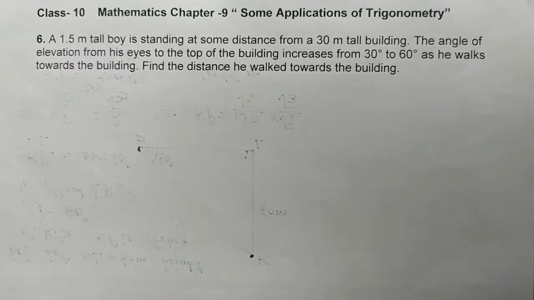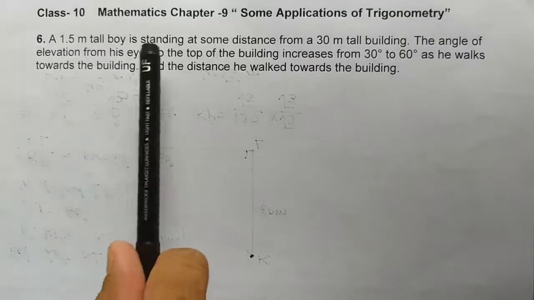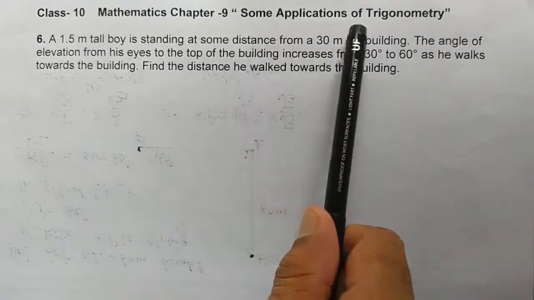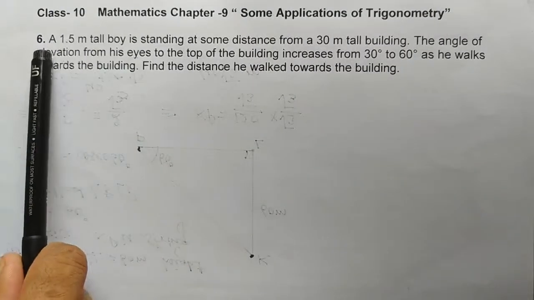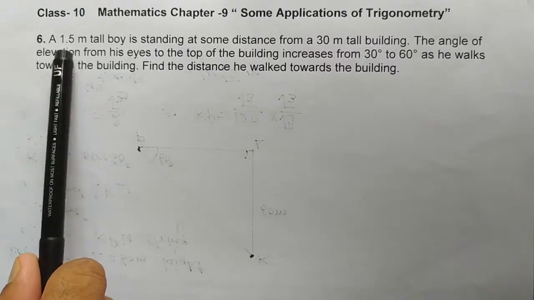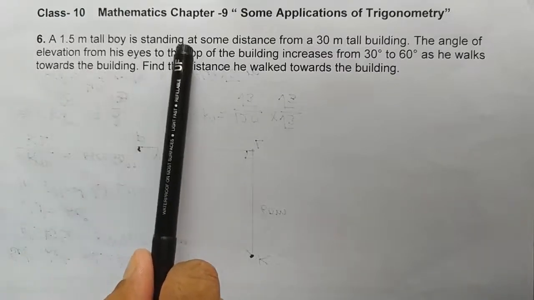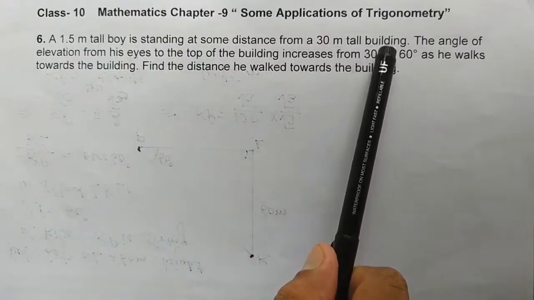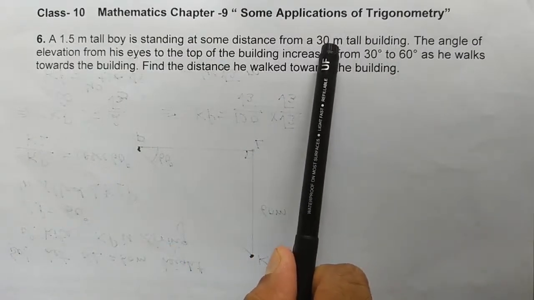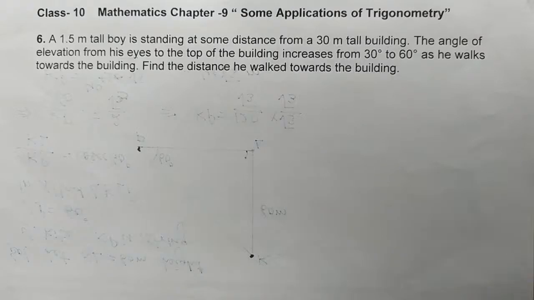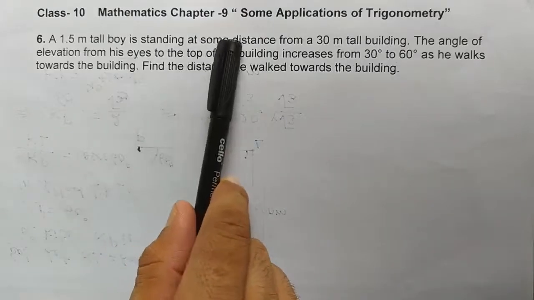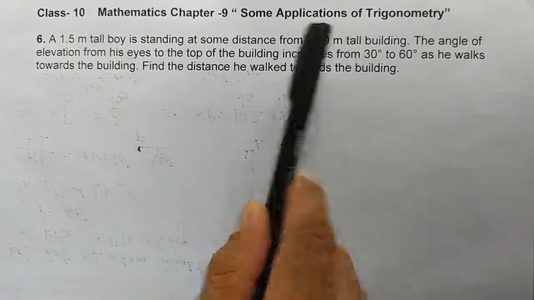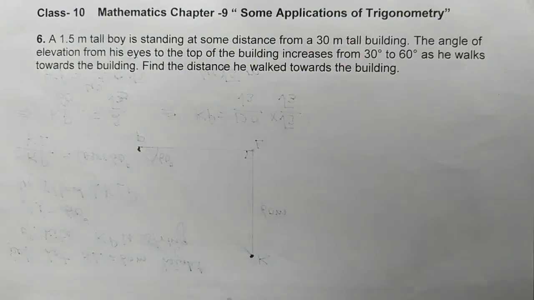Let's do this question, and the question is taken from class 10 chapter 9, some applications of trigonometry. Sixth question is, a 1.5 meter tall boy is standing at some distance from a 30 meter tall building. So a 30 meter tall building is given and a 1.5 meter tall boy is standing at some distance from this building. So we can side by side draw the diagram also.